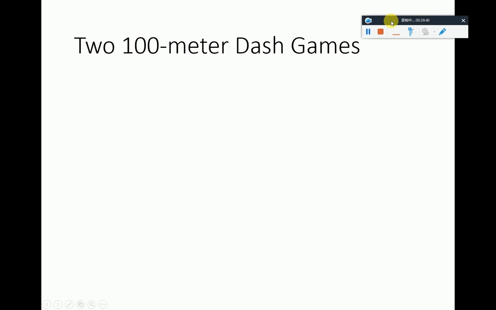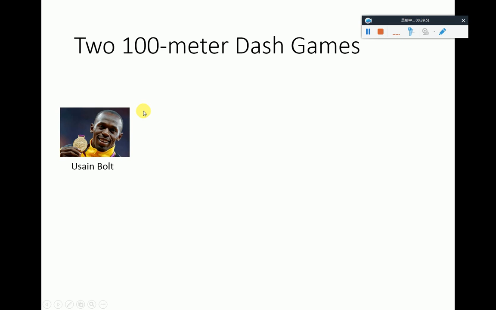So let's consider or imagine two dash games. And we know so far the fastest man in this world is Mr. Bolt, right? Winner of Olympic gold medals. And let's say Andrew is going to have a dash game with Mr. Bolt, and a third person that would join this 100-meter dash game will be Andrew's best friend in graduate school, Doug.